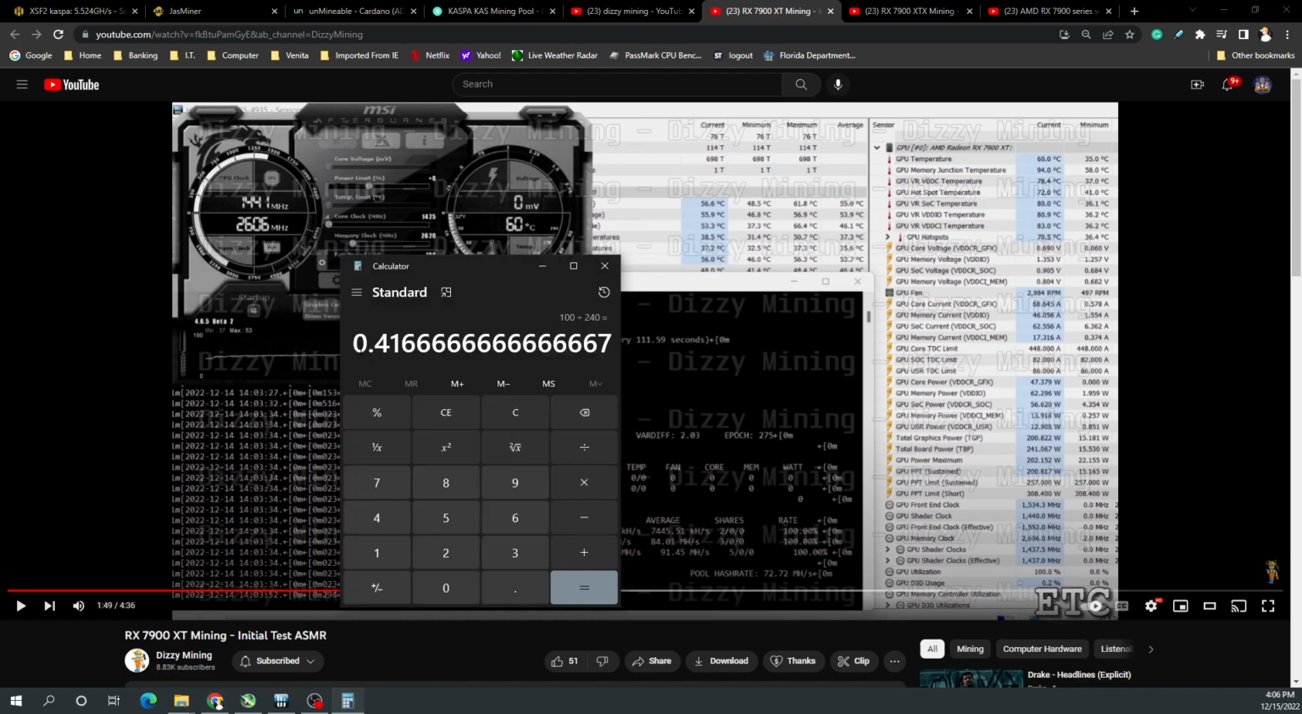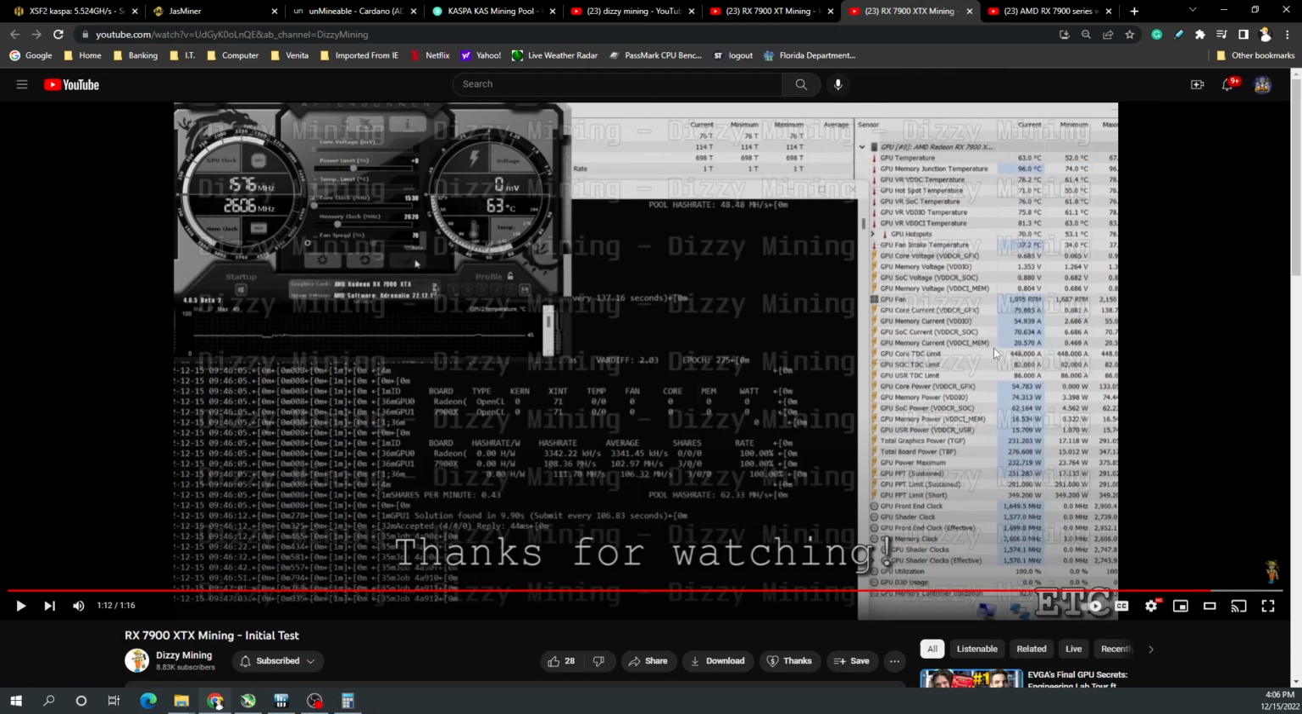And you can see the efficiency is only 0.416, which we know the 5600 XT and some of the older generations do a lot better as far as efficiency. So AMD touting efficiency as a good marketing ploy is not looking too good when it comes to the mining side of things, and even some of the gaming results or reviews that I've seen.